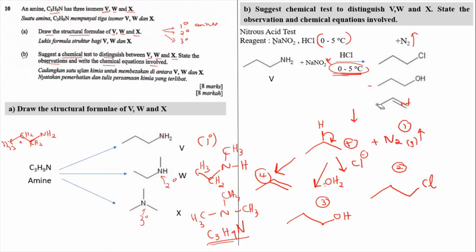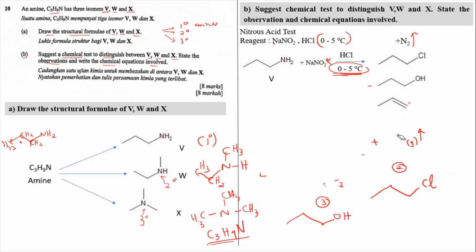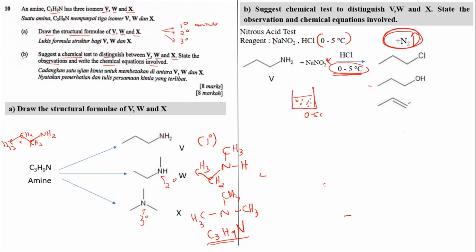Now once we draw all the products, we need to write the observation. So the observation that we can see from the reaction is that, this is your reaction mixture. At ice condition, which is 0 to 5 degrees Celsius, a gas bubble is going to be forming due to the release of nitrogen gas. So your observation is going to be the gas bubbles released indicating nitrogen gas.